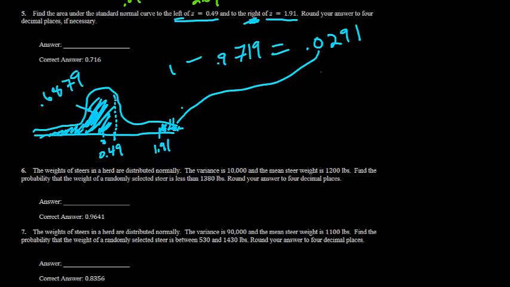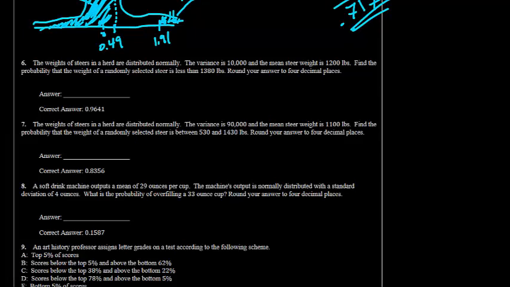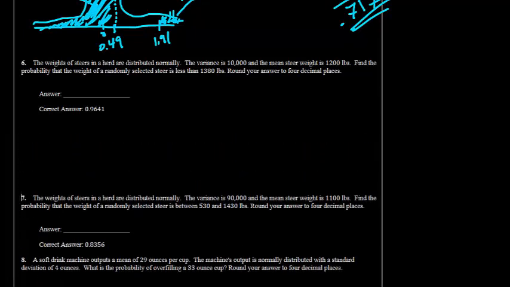All we have to do now is add them up. So 0.0281, which is the right, and 0.6879, which is the left, gives us 0.717. Or 0.716. There's a rounding issue there, but you guys can figure that out. And if not, we can solve it later. So don't sweat it.